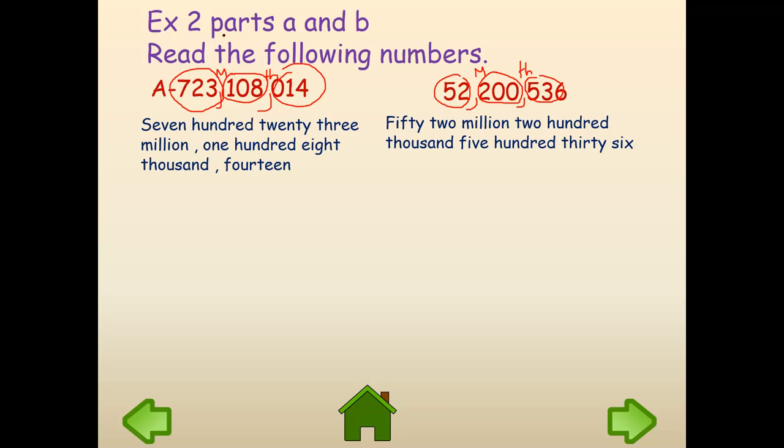Okay? Please copy exercise 2 part A, just part A, on your math book. And part B, it's homework. And copy exercise 1 A and B and C and D homework.